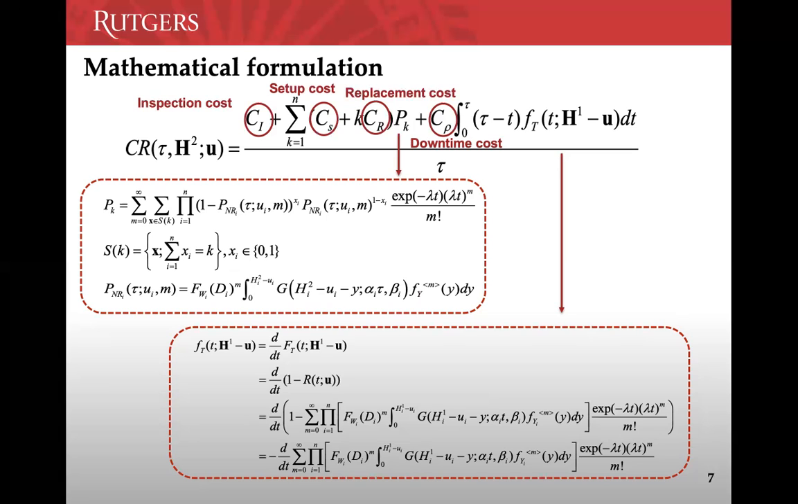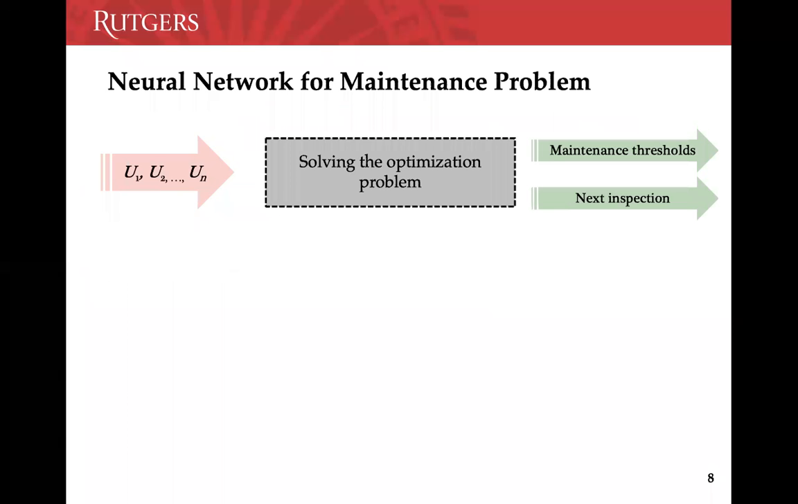unconditioned threshold for all the components inside the system. So here, the idea is that the maintenance team can go to the field and measure the degradation of all the components inside the system. They can feed this information into the optimization problem, and by solving it, they can find the maintenance decisions such as thresholds and the next inspection time.